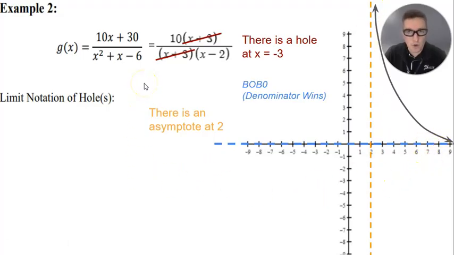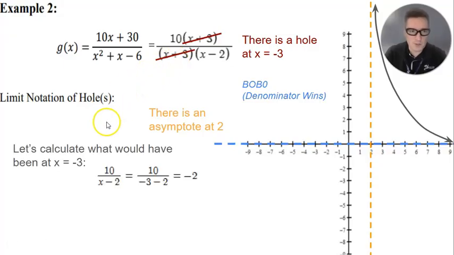Let's figure out where the hole would have been. To do that, we're going to use our new formula after the crossouts have already been performed, which is 10 over x minus 2. I can plug in negative 3 into that formula. It won't cause a division by 0. 10 divided by negative 5 is negative 2. Don't be fooled by this. Just because I can plug it into the new formula does not mean I can plug it into my original formula. So when I say that x equals negative 3 creates a y value of negative 2, I'm actually saying that there's a hole here.